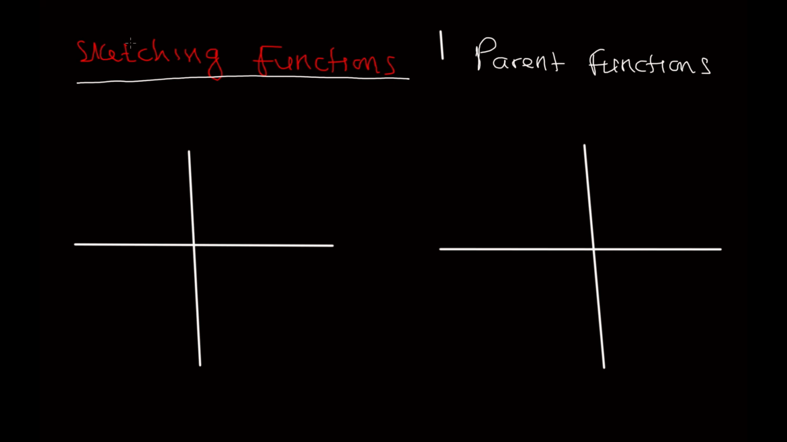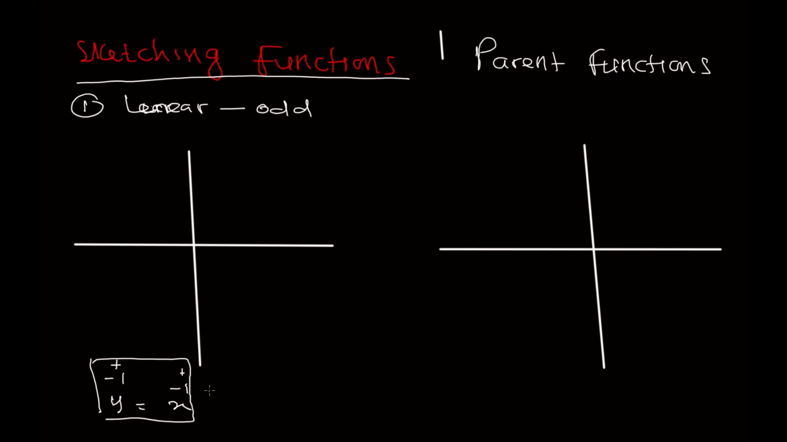Okay, so now what are these parent graphs? The first one that we look at is the linear. So we look at an odd function. Why is it odd? It's odd because if I put a negative value here, I'm going to get a negative there. If I put it positive, I'll get a positive here. Okay, so that makes it an odd function.